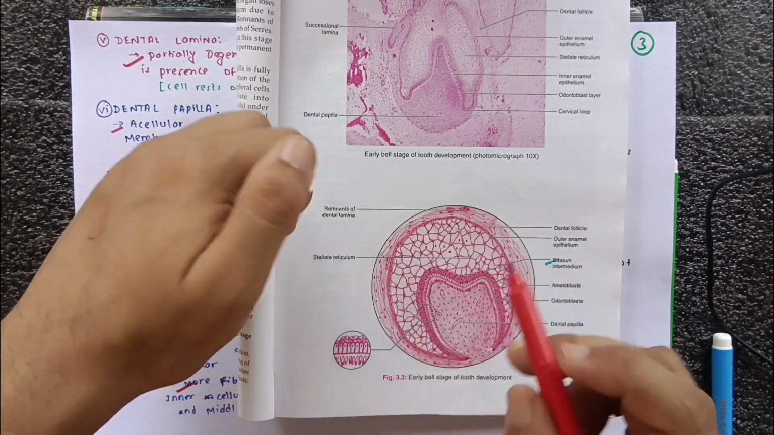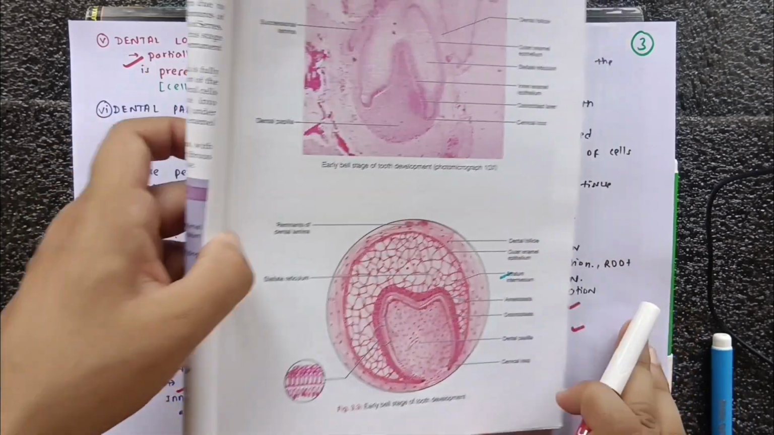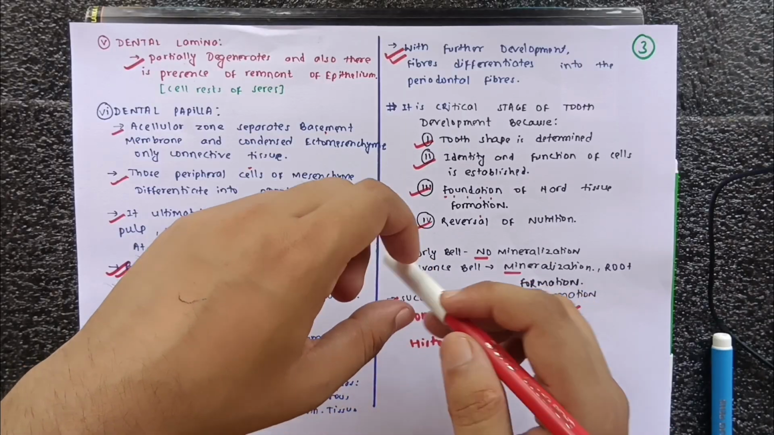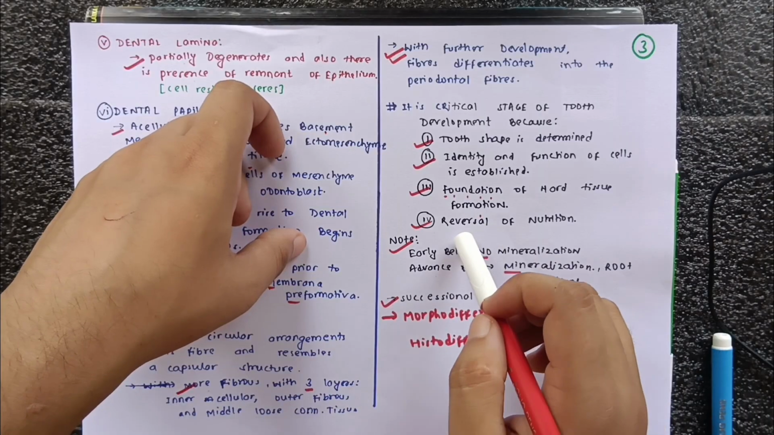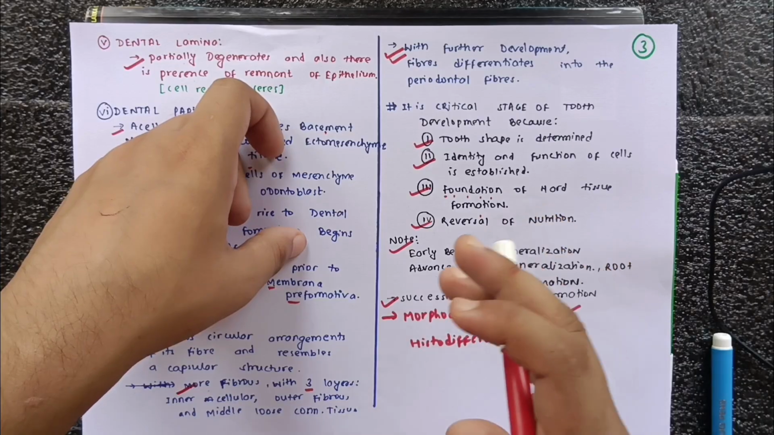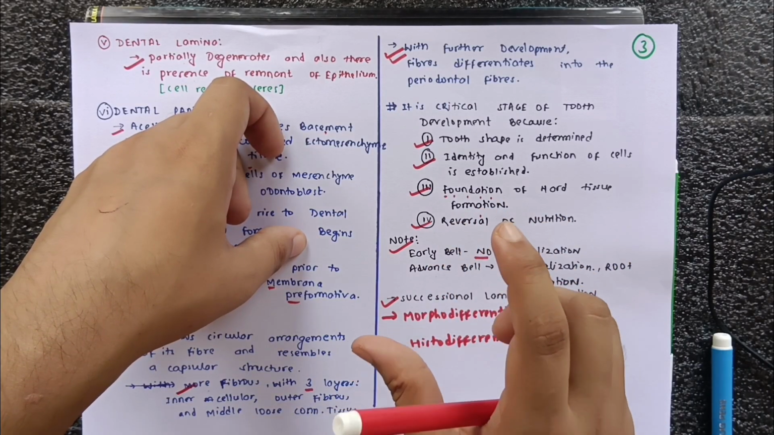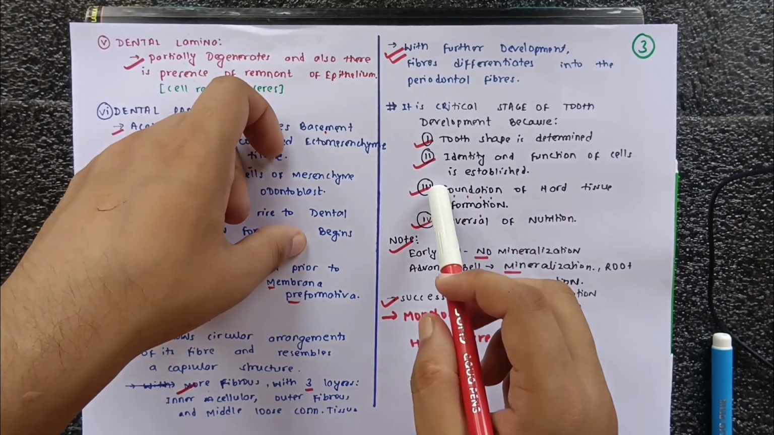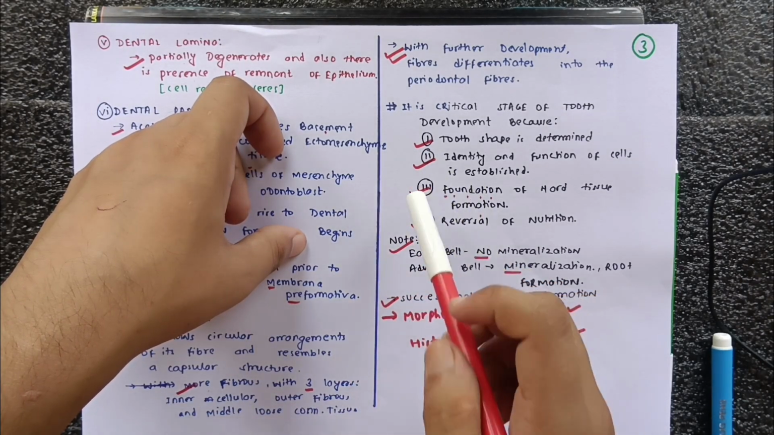So I have completed all of this, and this is a histological picture of the early bell stage of tooth development. I have completed all the points to be discussed in this early bell stage. I guarantee you, after knowing all those points, which I have taken from Orban's Oral Histology and Embryology, I have prepared proper notes from the text of that book, so you shouldn't have to worry anymore about the things present in this early bell stage if you have watched this video properly.